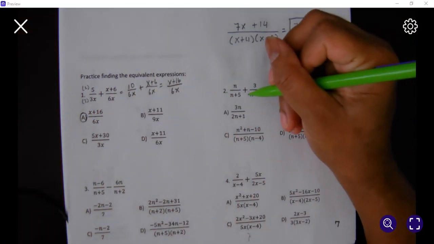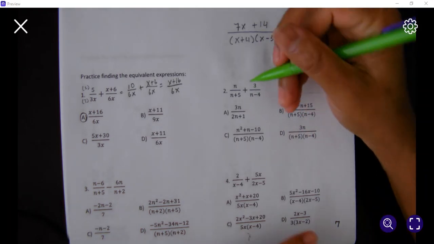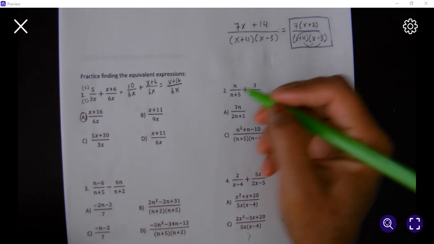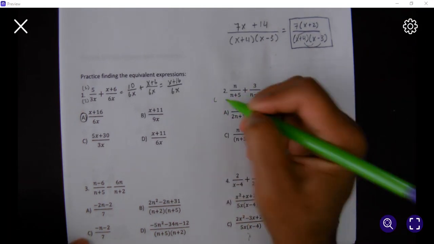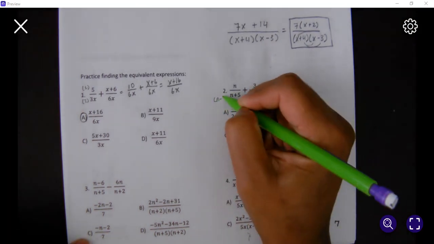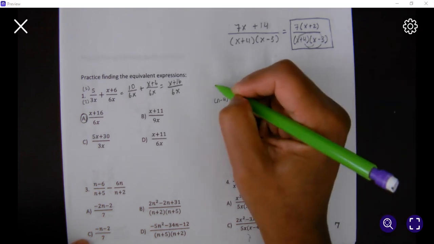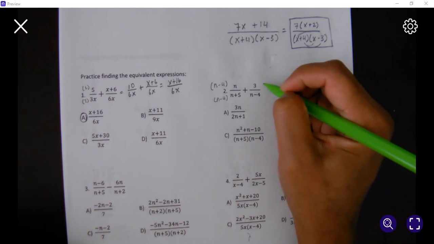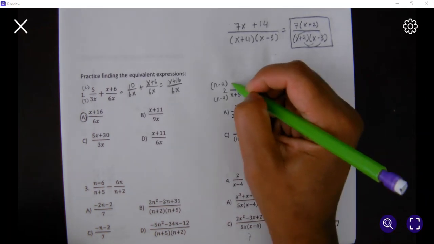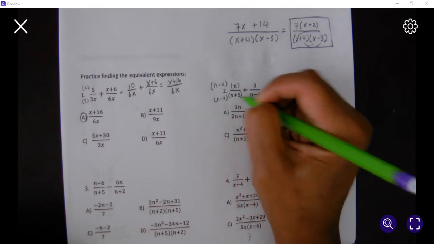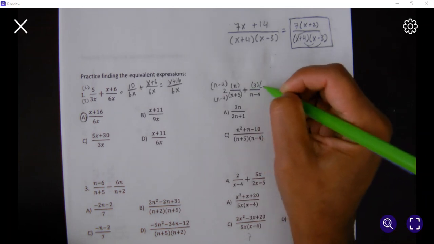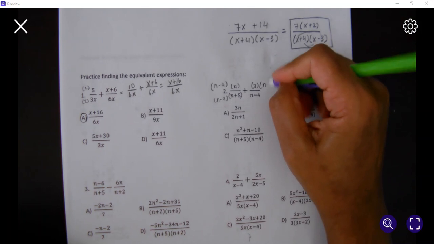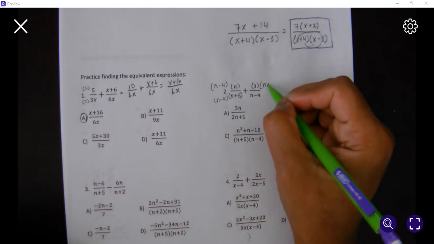Over here, we need to find a common denominator. So what I'm going to do is I'm going to multiply my left expression by n minus 4. And then you have n minus 4. And then over here, you're going to multiply, and then I like to put just parentheses. And then over here, I'm going to multiply the numerator and denominator by n plus 5. My bad. This one right here.